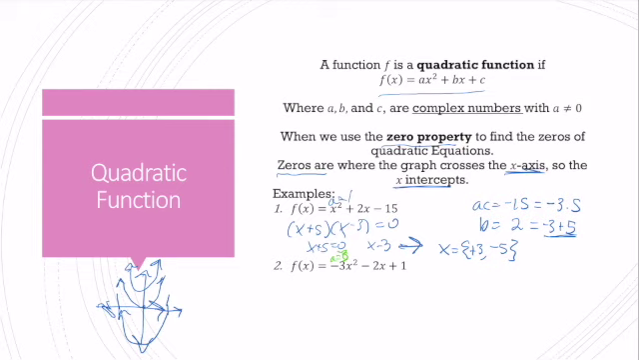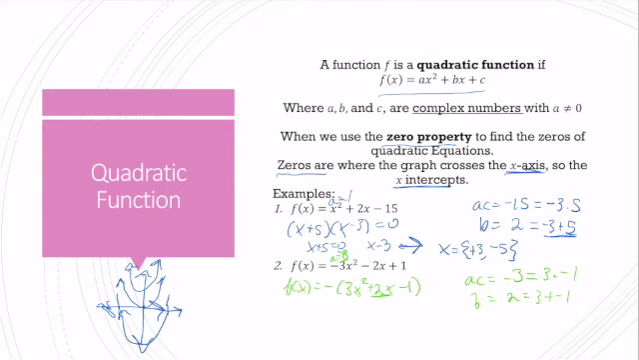The first thing I need to do is factor out that negative, right? We don't like negative coefficients. So I'm going to have f of x equals negative 3x squared plus 2x minus 1. Now I need to find the factors of AC, which is negative 3, that add up to B, which is 2. Some factors of negative 3 that add up to 2 are going to be 3 and negative 1.